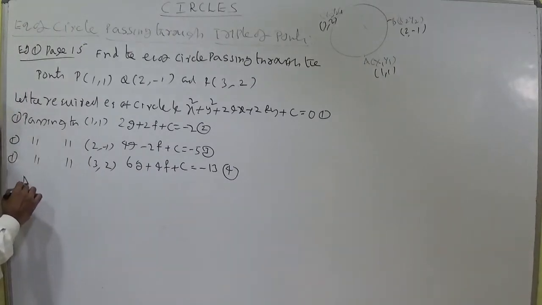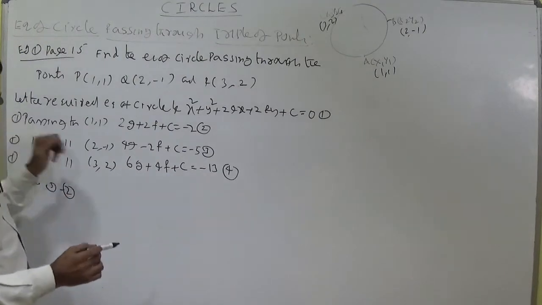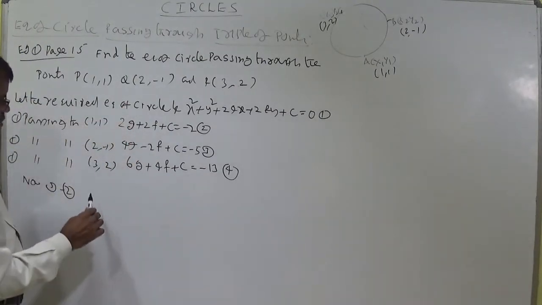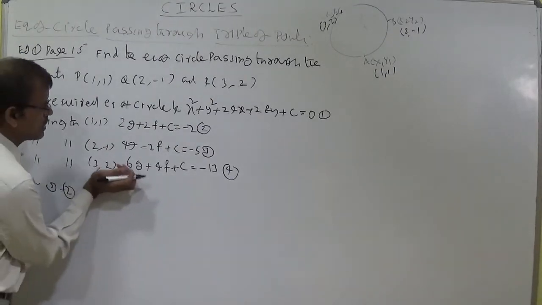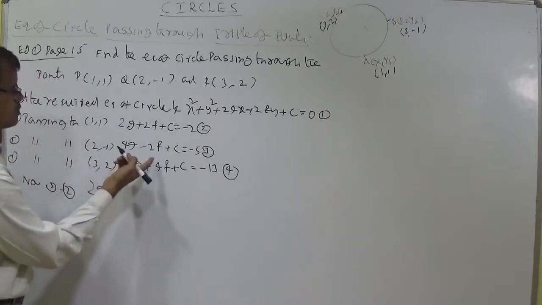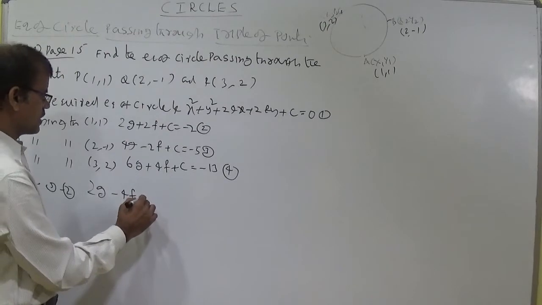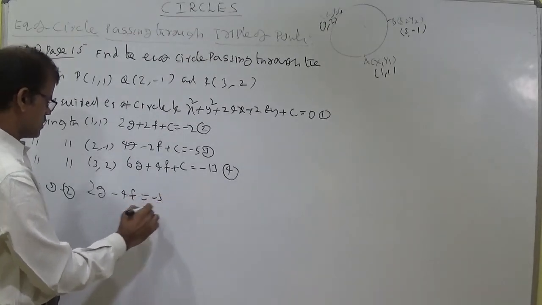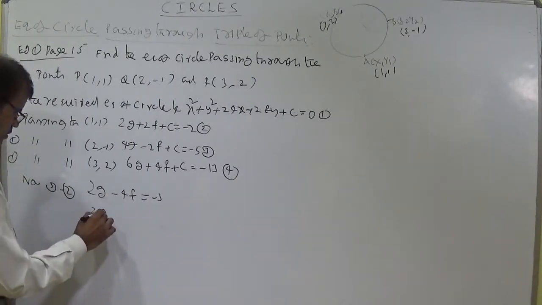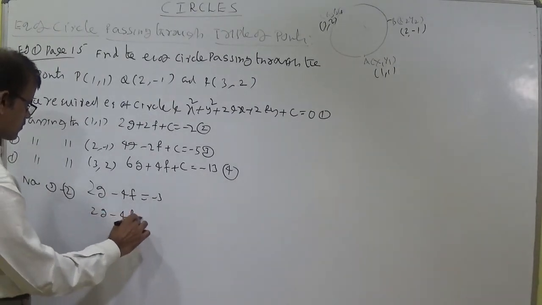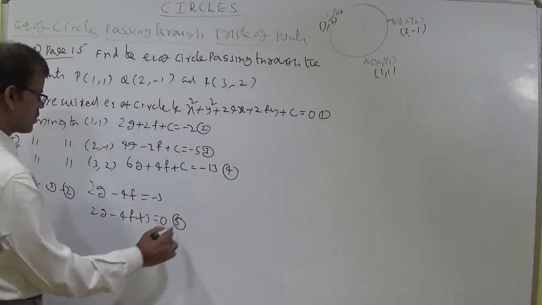Now I am writing 3 minus 2. You will be getting here 4g minus 2g, this is 2g, and minus 2f minus 4f, c and c will be getting cancelled, is equal to minus 3. So you can write minus 3 taken this side. Okay, I am writing next step. 2g minus 4f plus 3 is equal to 0. Let it be fifth equation.